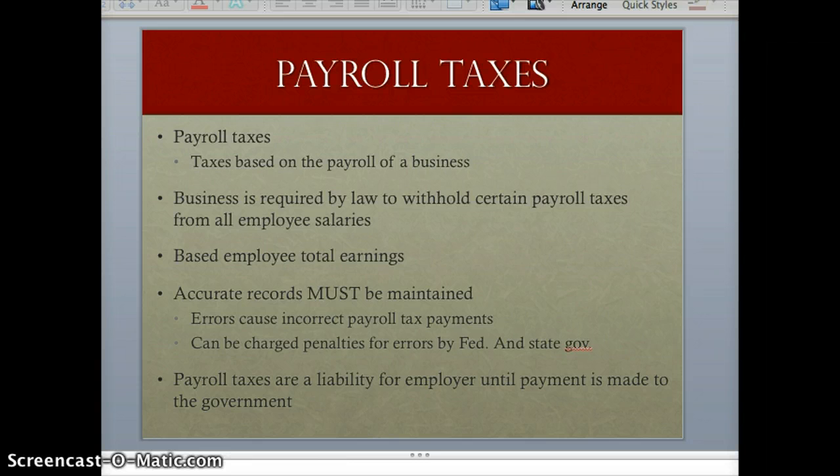Remember, just like we have all through the book, payroll taxes, any taxes, but payroll taxes included, are a liability for the employer until you have actually made that payment to the federal government. So when your assets equal liabilities plus owner's equity, it is a liability and it goes up on the credit side.